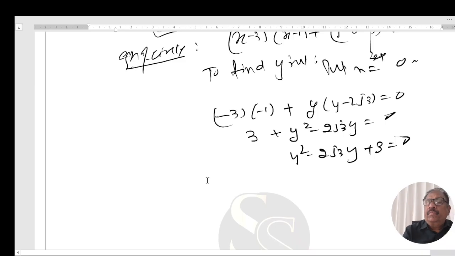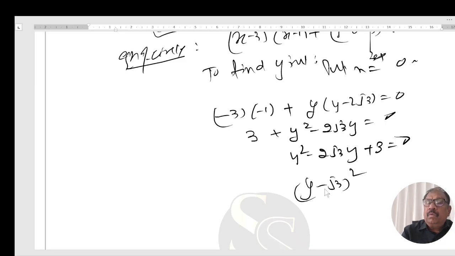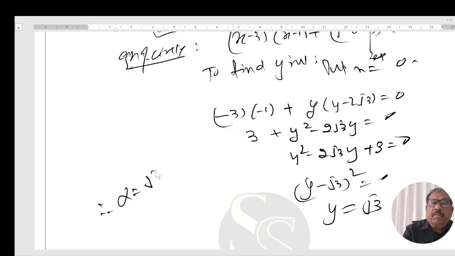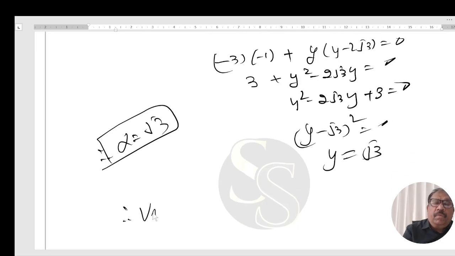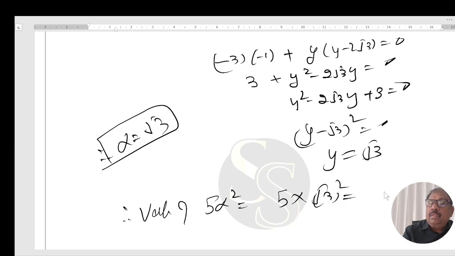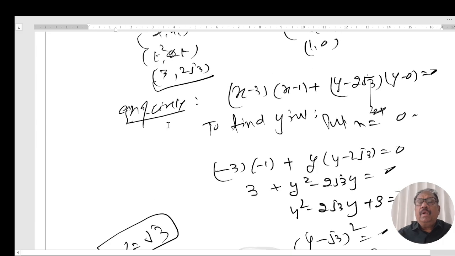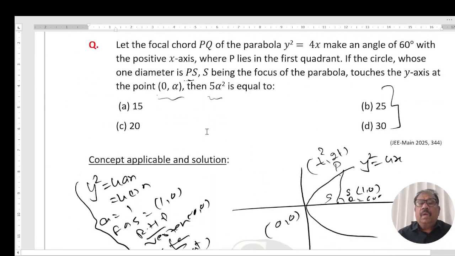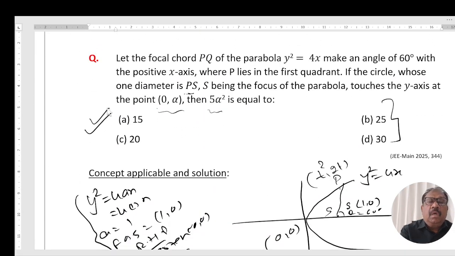On simplification, it becomes (y minus root 3) whole square equal to 0. So y comes out to be root 3. Therefore, alpha comes out to be root 3. Therefore, the value of 5 alpha square equal to 5 into root 3 square, that is 15. This is the answer. Let's check the answer. A is the correct option.